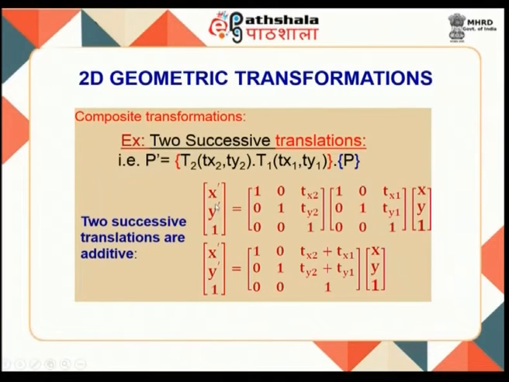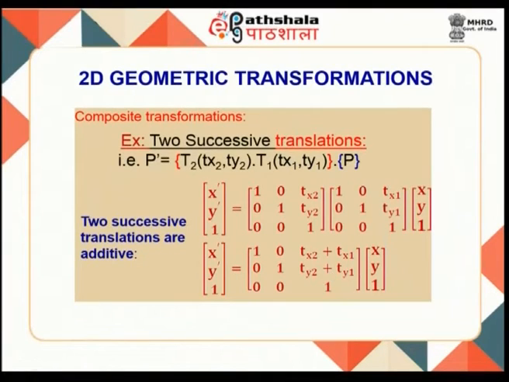If you see the matrix equivalents for this notation, P dashed is x dashed, y dashed, 1 in homogeneous coordinates, equal to the matrix [1 0 Tx2; 0 1 Ty2; 0 0 1] multiplied with another matrix T1, [1 0 Tx1; 0 1 Ty1; 0 0 1], multiplied with the point x y 1. Keep the point x y 1 aside, just multiply these two transformation matrices, and what you get is the composite matrix. The composite matrix looks exactly similar to a translation matrix.